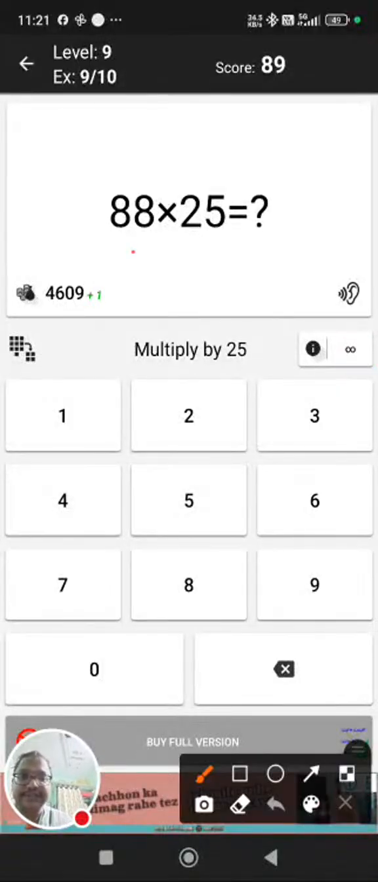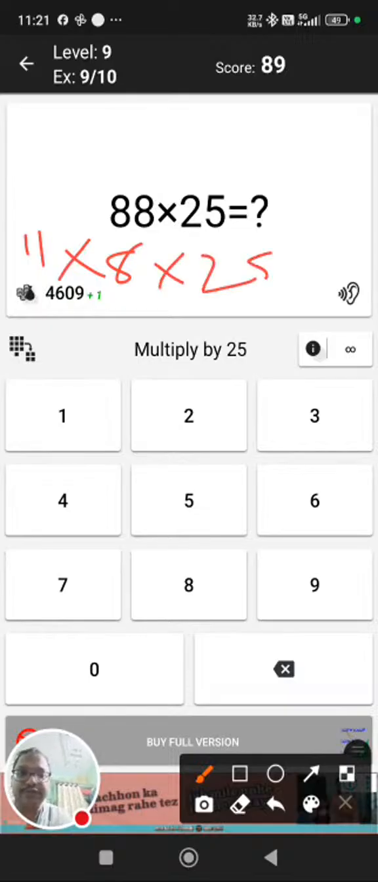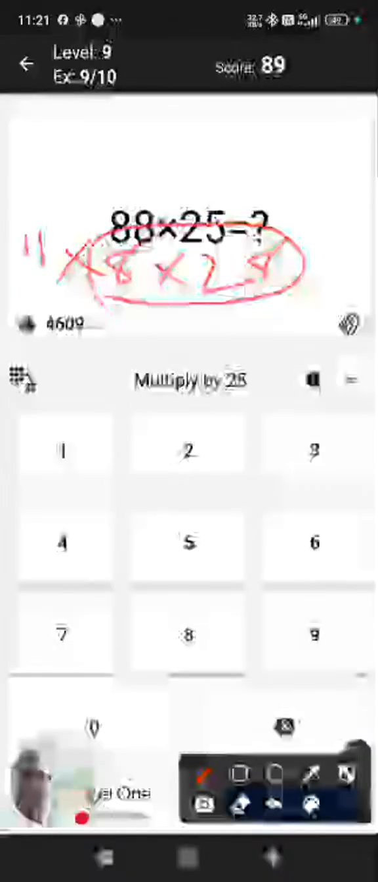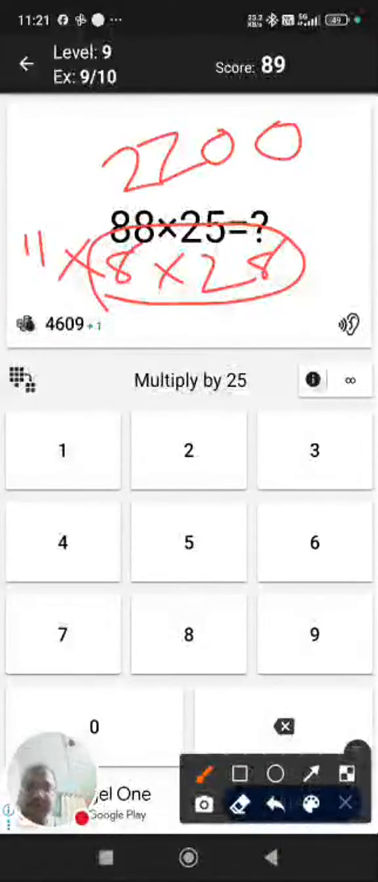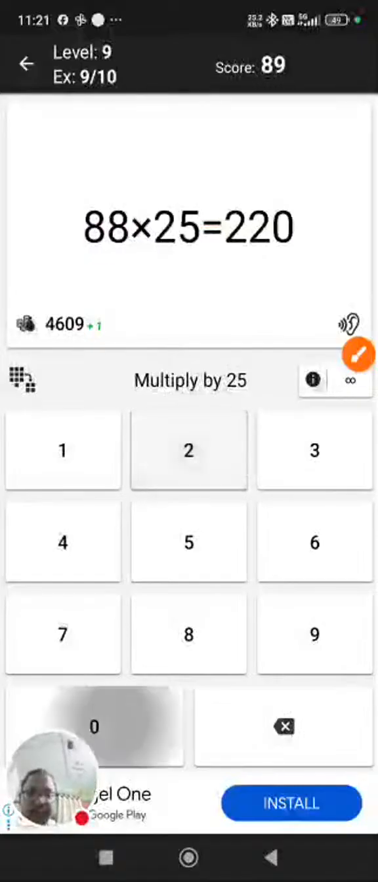Here we see 8 into 11 into 25. 25 8 times will be 200. So 200 into 11 will be 2200. So answer will be 2200.